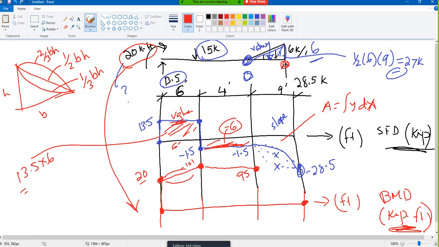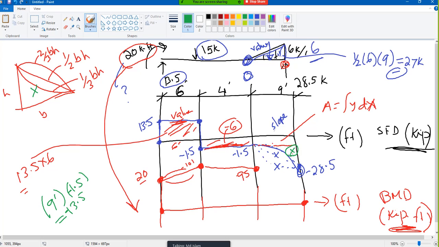Okay, so you can see here my curve has two parts. This portion is a rectangle, and this portion, the green, is similar to this portion. So first find the area of the rectangle. Area of the rectangle is 9 feet times 1.5, which is 13.5. So we got one portion.